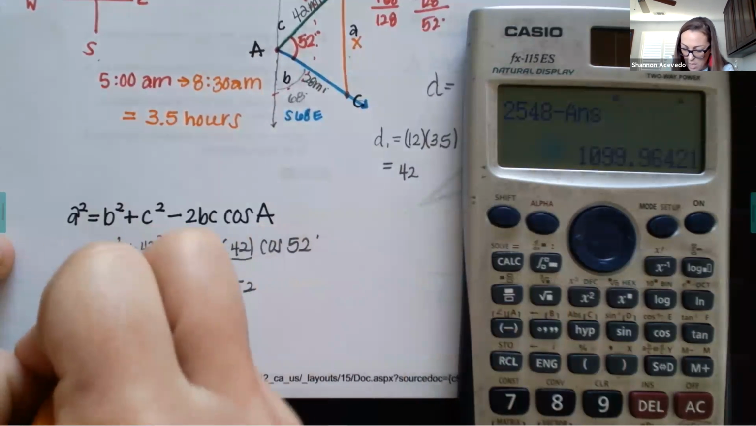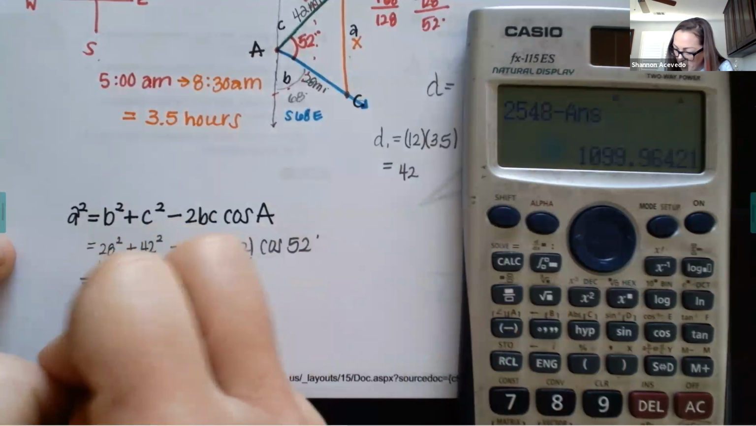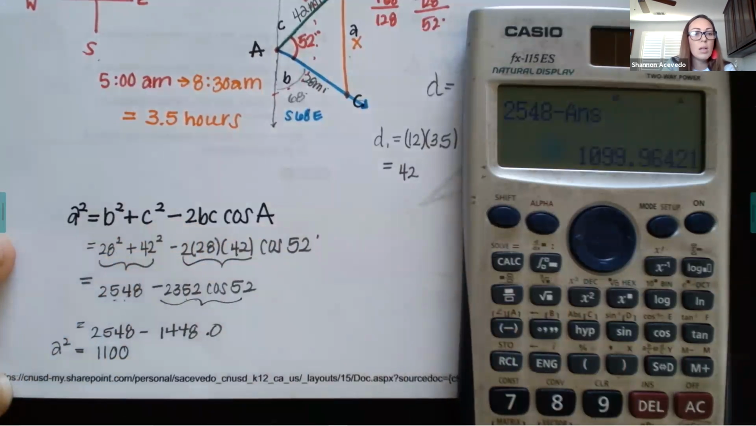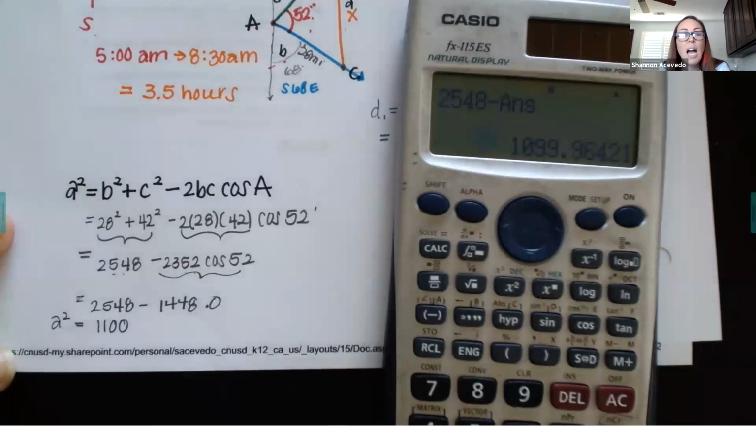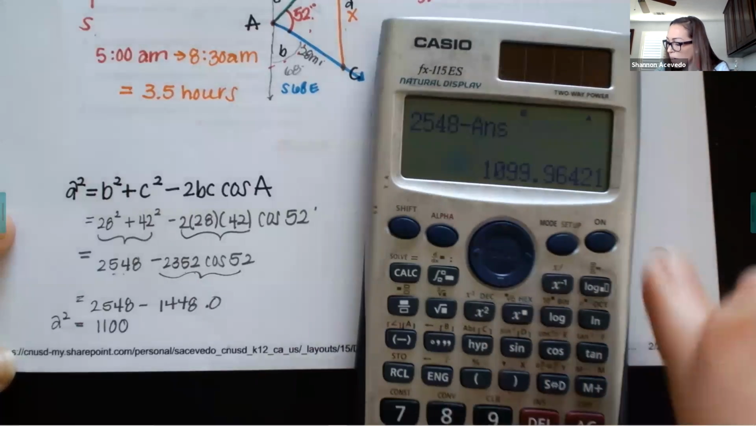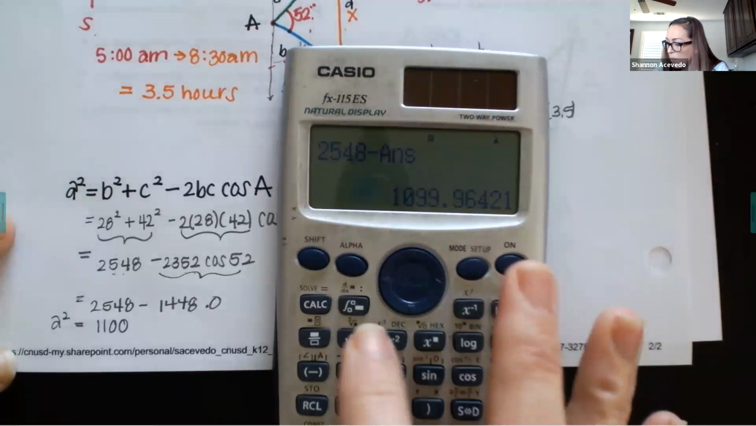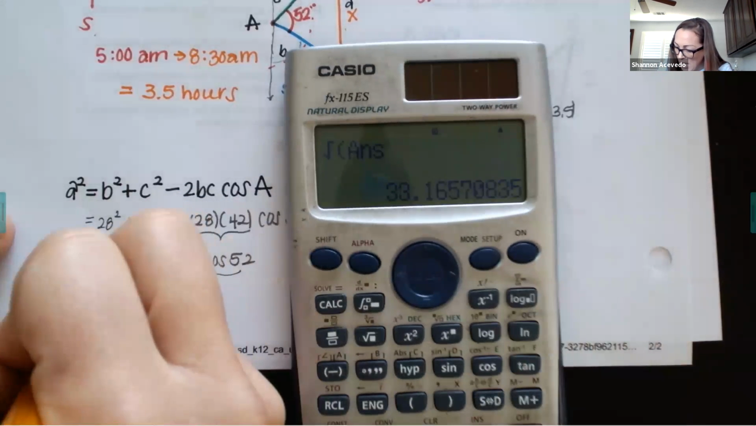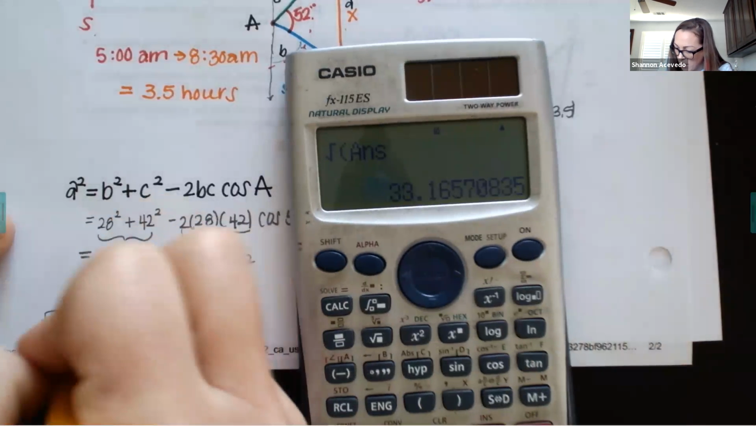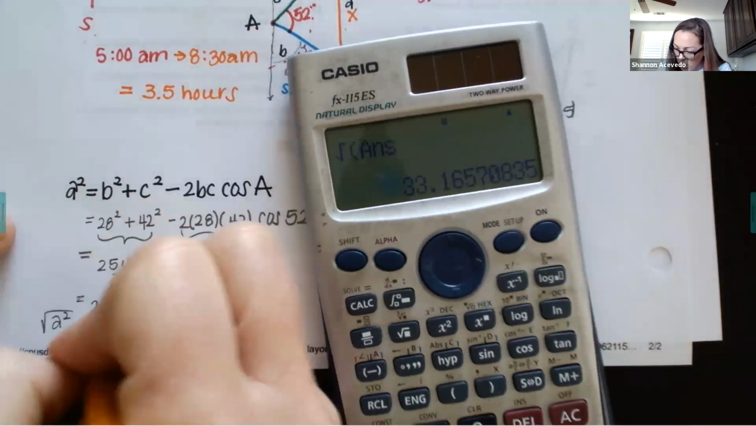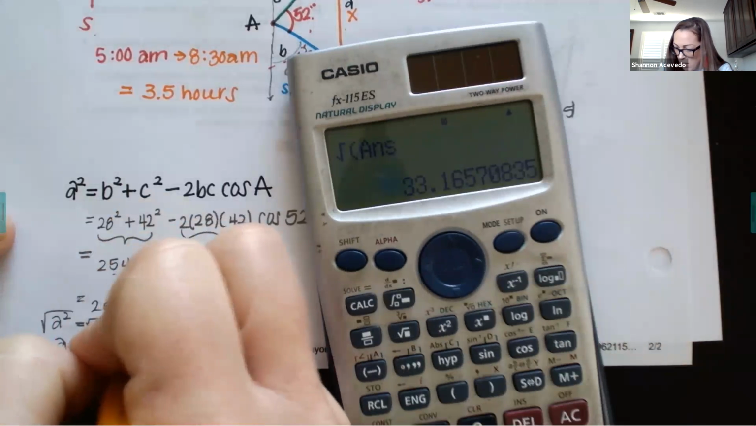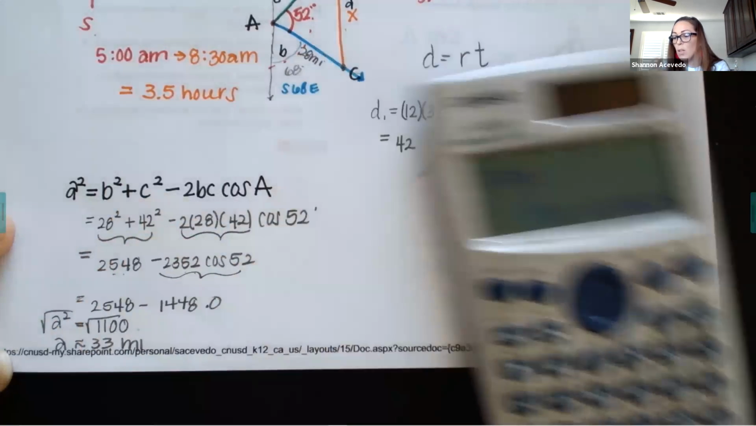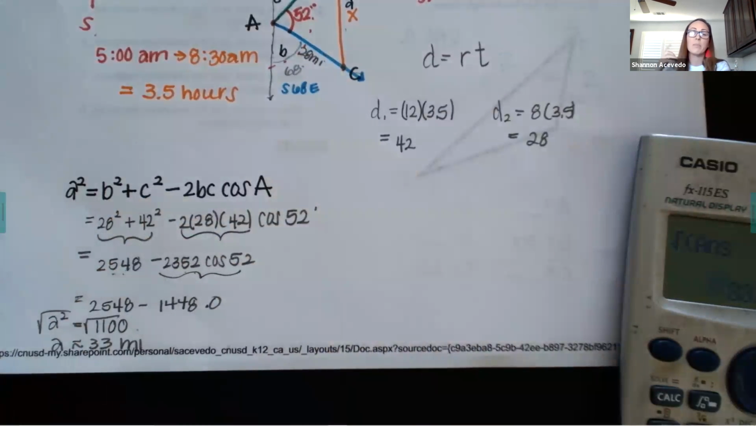And I end up with A squared is going to be equal to 1,100, but I want A, not A squared. So I'm going to take the square root of my answer, and that gives me that A is approximately 33 miles. A lot of times they're going to round to the nearest mile.